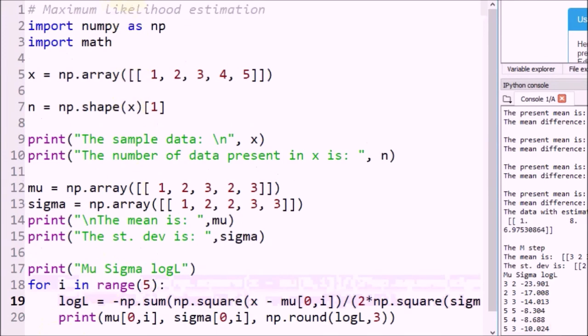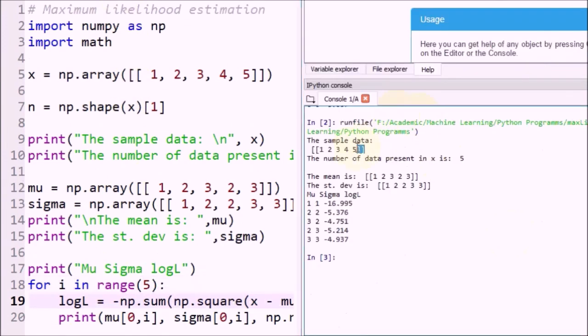If you run it, this is nothing but our sample data 1 2 3 4 5. Here the total number of data present is 5. This is the same set of mean and standard deviation. Here for each and every combination we calculate the log L, and here you can see that this is the minimum value, where mean is equal to 3 and standard deviation is 2.